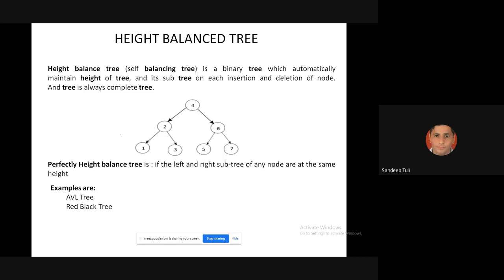सो हाइट बैलेंस ट्री इज अ बाइनरी ट्री. एवरी टाइम वी आर लर्निंग फॉर बाइनरी ट्री ओनली. आप बाइनरी ट्री के बारे में ही बात कर रहे हैं. ओके, a binary tree which automatically maintains the height of the tree. Automatically is the key word. We have some rules and some formulas to maintain the height of the tree and its subtrees on each insertion and deletion of a node, and that tree tries to be a complete tree also.